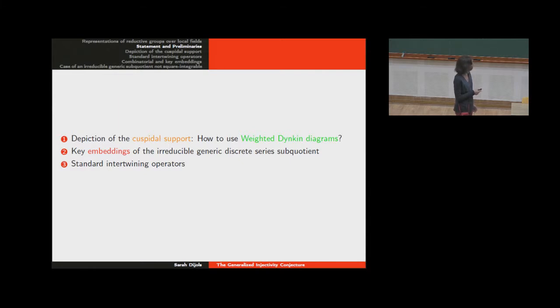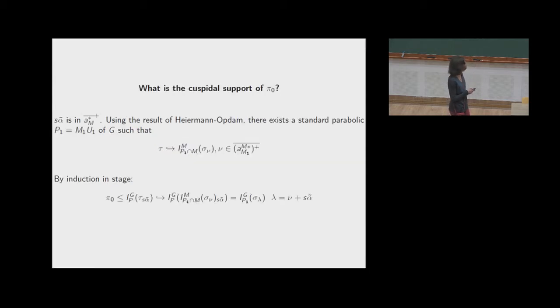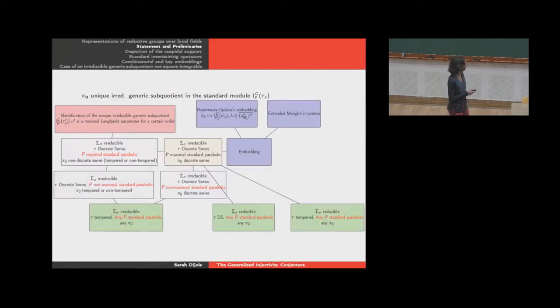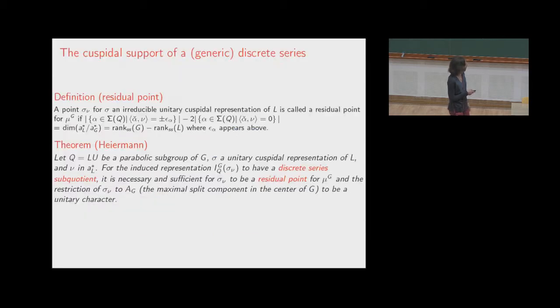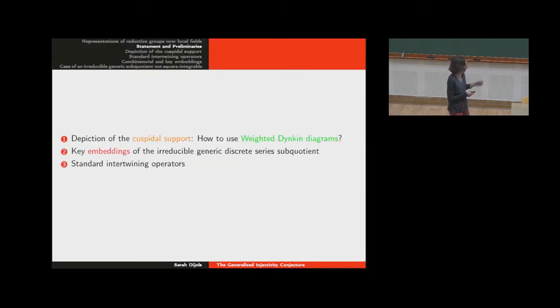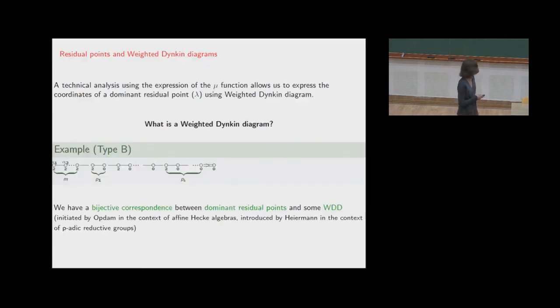You first describe this cuspidal support, and we will use weighted Dynkin diagrams. This is related to the work of Opdam in the affine Hecke algebra context, where he has introduced the connection between residual points and weighted Dynkin diagrams. In a second step, you embed. That was the blue part in here. You need some kind of embedding of your generic subquotient in a particular induced representation with certain parameters. And once you have this embedding, you can just use a standard intertwining operator to be able to conclude.